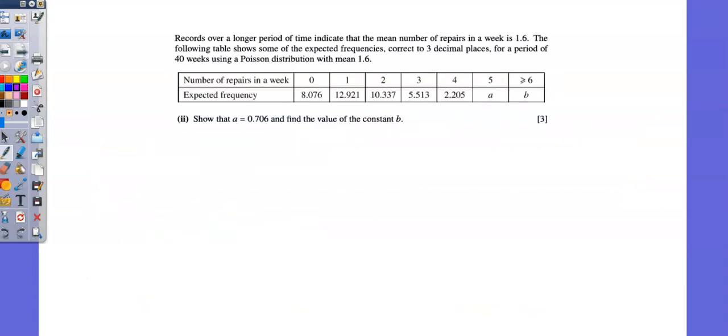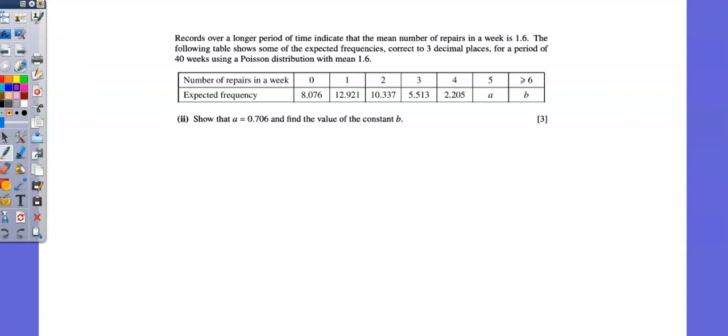Going on to requirement 2. Records over a longer period of time indicate that the mean number of repairs in a week is 1.6. The following table shows some of the expected frequencies correct to 3 decimal places for a period of 40 weeks using a Poisson distribution with mean 1.6. Requirement 2. Show that alpha is 0.706 and find the value of the constant b.